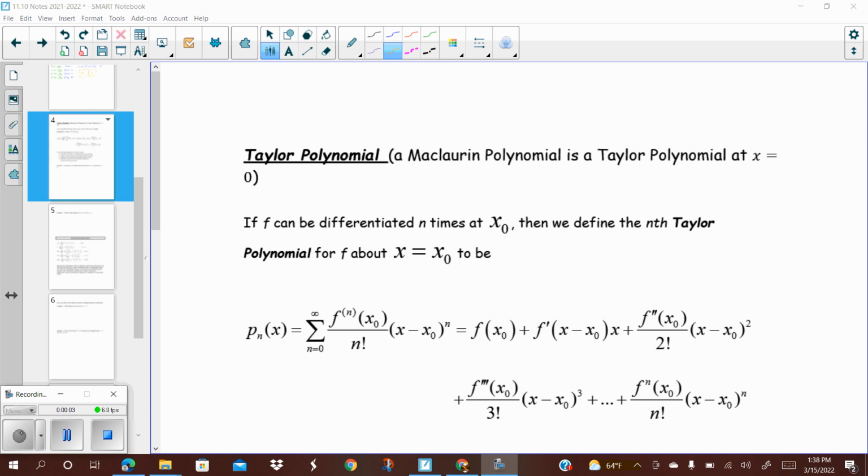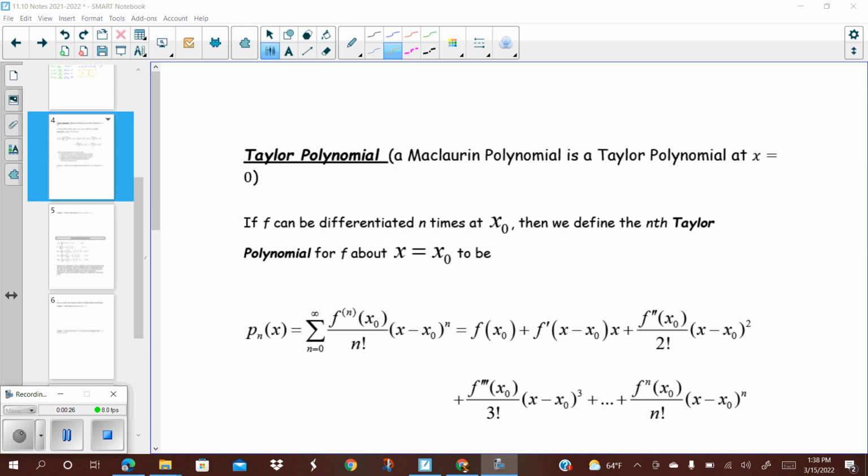All right, this is section 11.10, video 2. We are continuing with our Taylor and Maclaurin polynomials, Taylor and Maclaurin series. So everything we ran through in the last one was basically a Maclaurin series because everything was centered at 0. So this one, the Taylor polynomial, could be centered anywhere. Doesn't just have to be at 0.